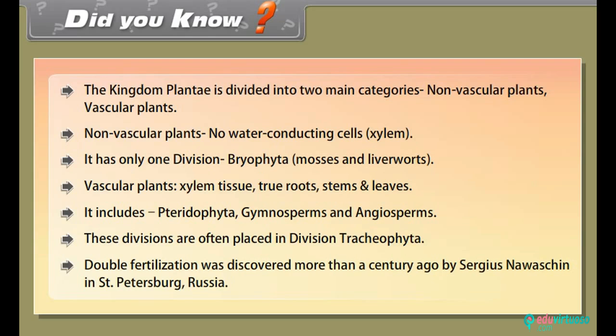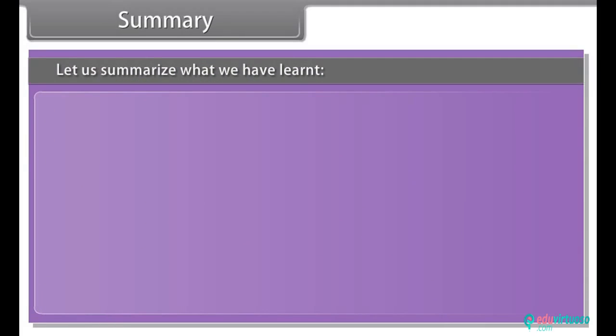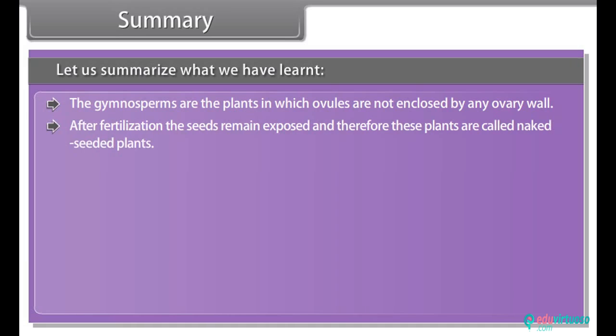Double fertilization was discovered more than a century ago by Sergius Nawaschin in St. Petersburg, Russia. Summary. Let us summarize what we have learned. The gymnosperms are the plants in which ovules are not enclosed by any ovary wall. After fertilization, the seeds remain exposed, and therefore these plants are called naked-seeded plants.